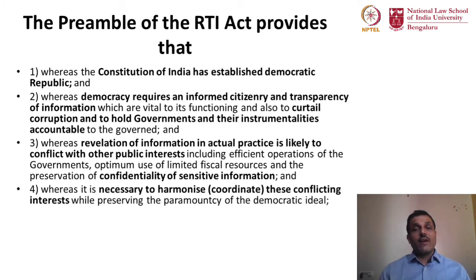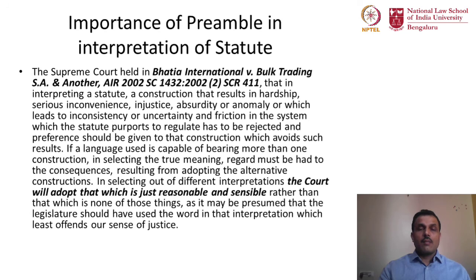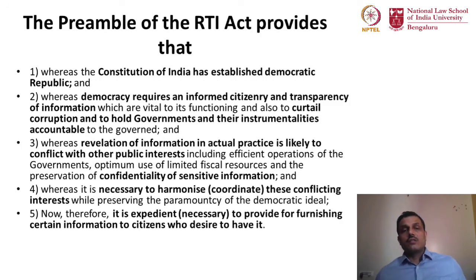The preamble also says, whereas it is necessary to harmonize, that means to coordinate these conflicting interests while preserving the paramountcy of the democratic ideal. Now, therefore, it is expedient, necessary to provide for furnishing certain information to the citizens who desire to have them. So, I think you will notice that these are some of the key words that are used in the preamble, and this is how the preamble of the RTI Act looks in terms of the principles that the preamble enshrines in the Right to Information Act.